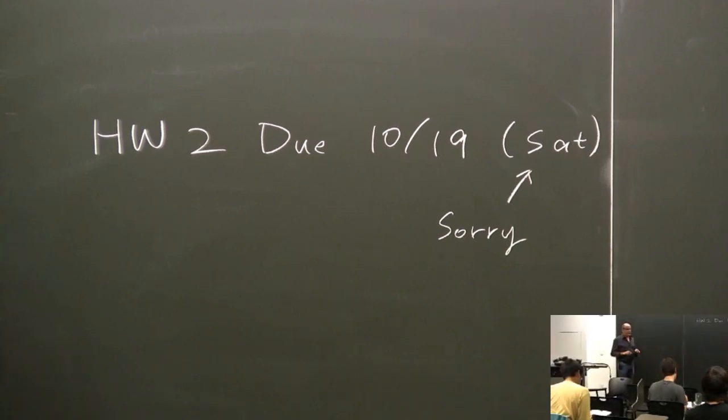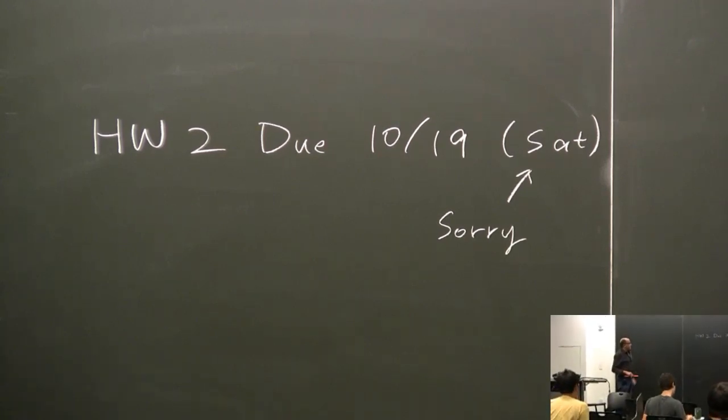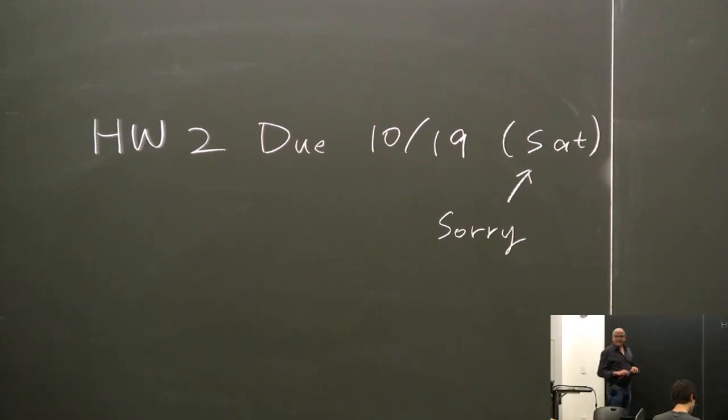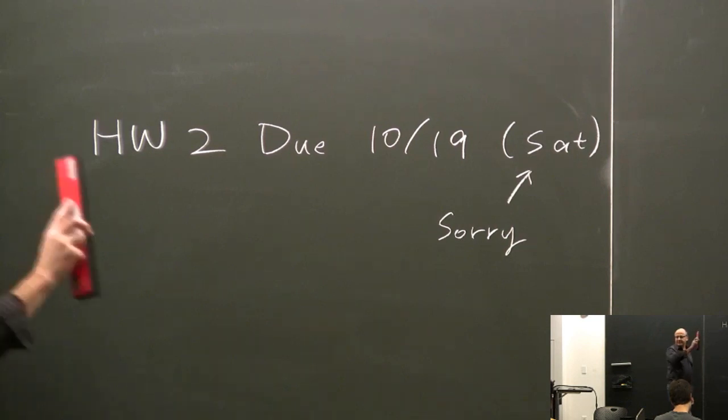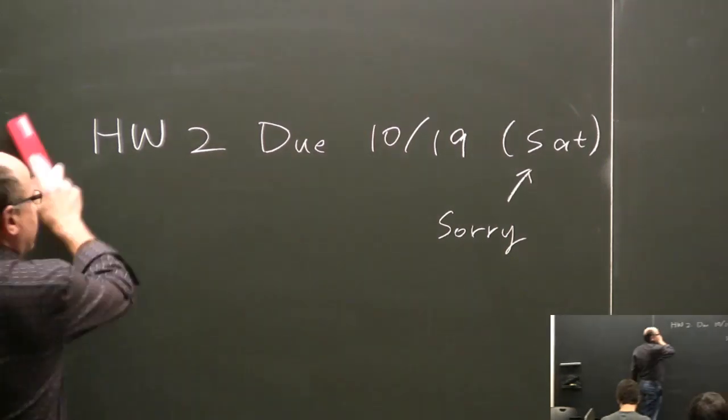Let's get started. So Favonia has an announcement about homework due date. All right, so everyone got that? You should put it on the Piazza, actually. Yeah. I'll erase that.